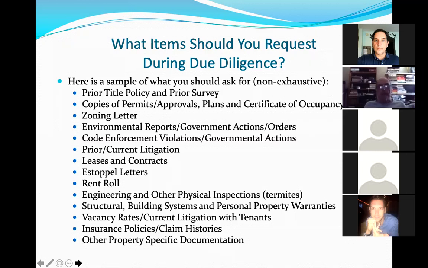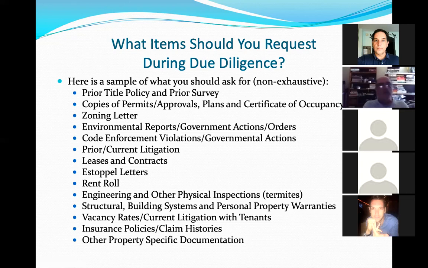Most importantly, you want termite inspections, any mold inspections that were done, and you want to go back as far back as the current seller has. And if they have other information before that, you want to obtain that also. You want to know if there's any structural, building systems and personal property warranties, and certainly are those assignable at closing. You want to know what the vacancy rates are, if there's any current litigation for outstanding rent or other issues with tenants or other vendors.